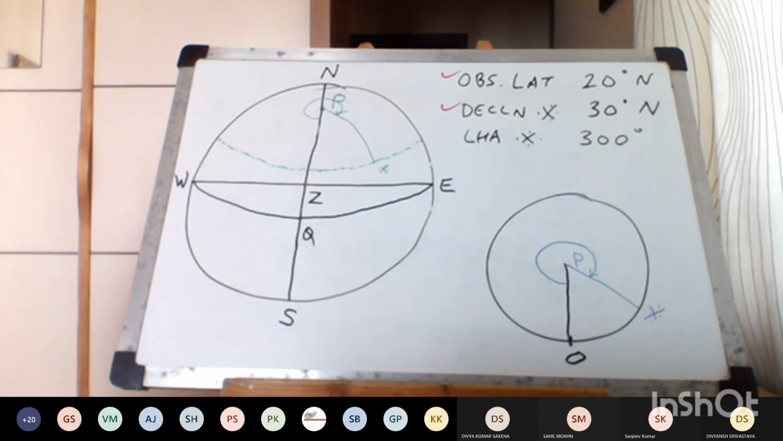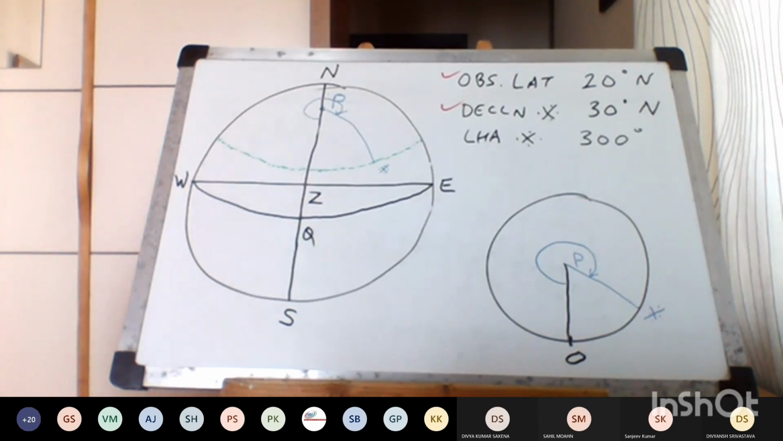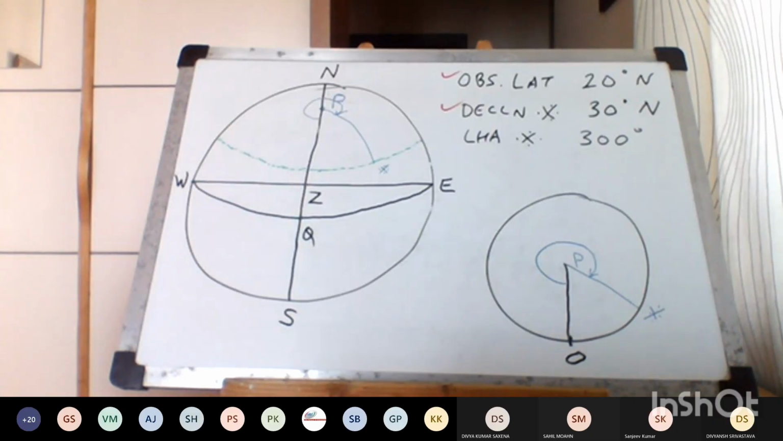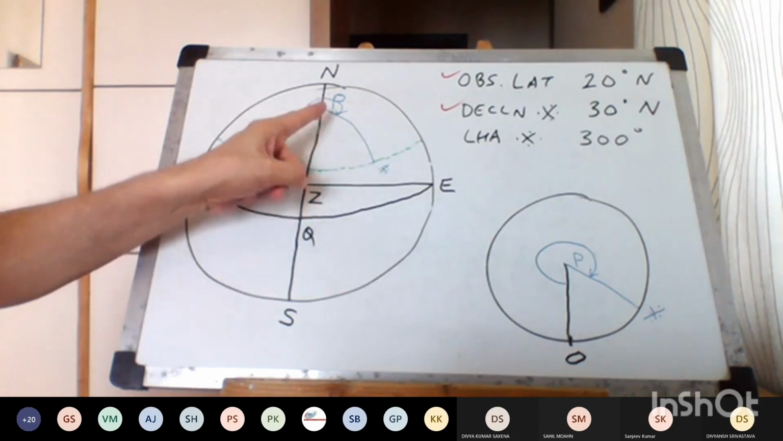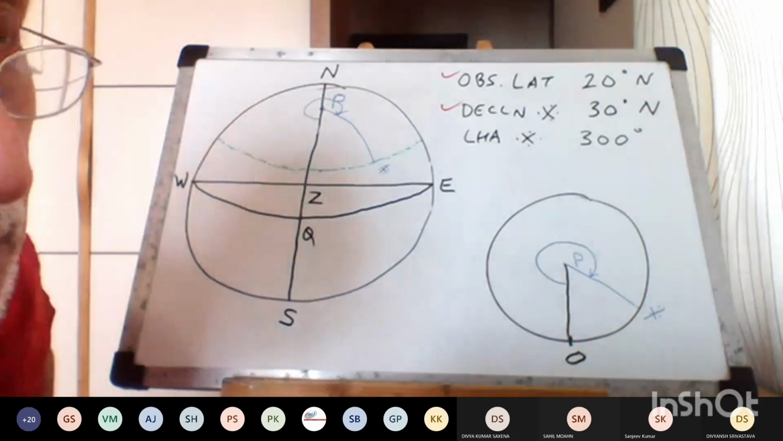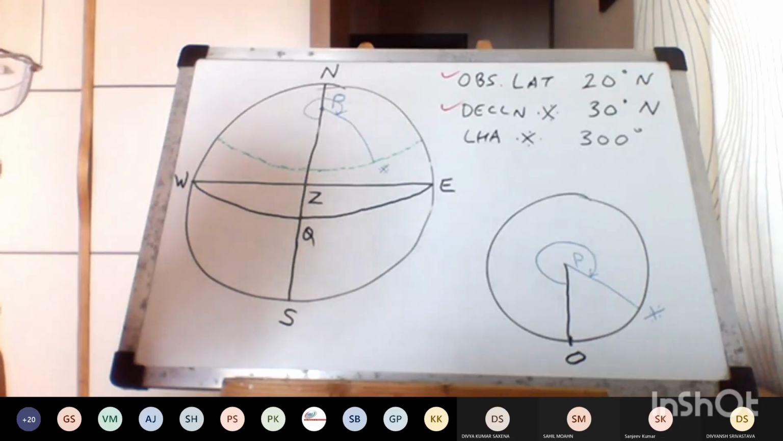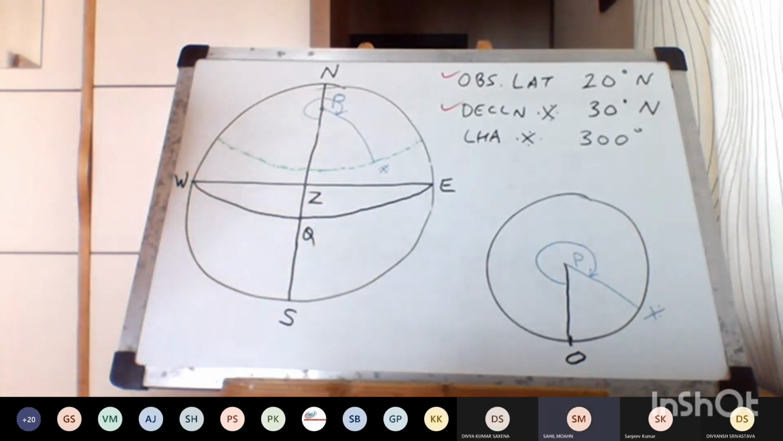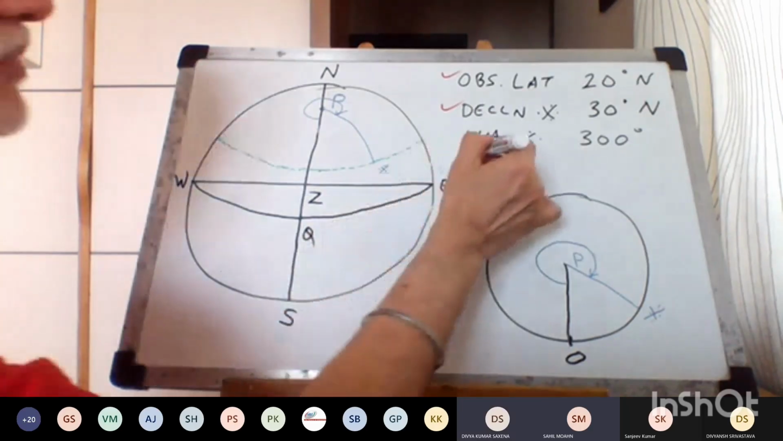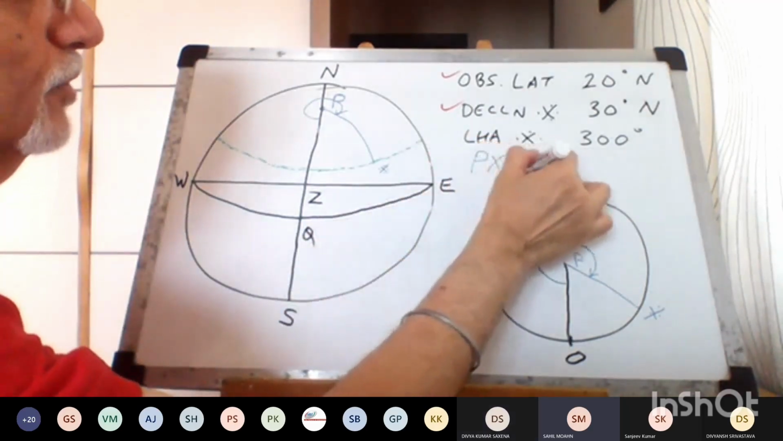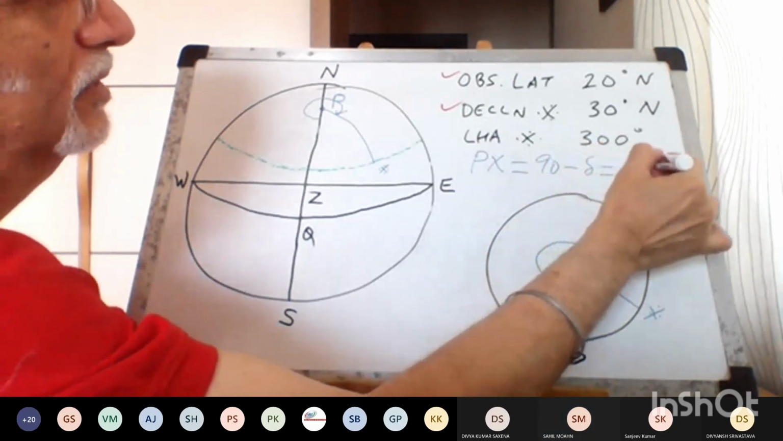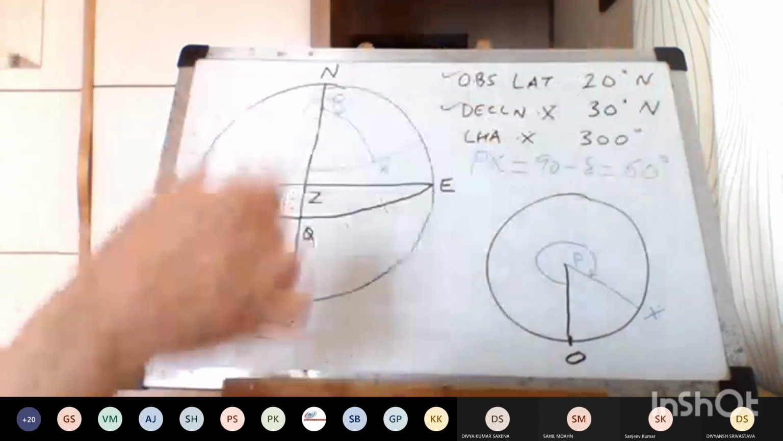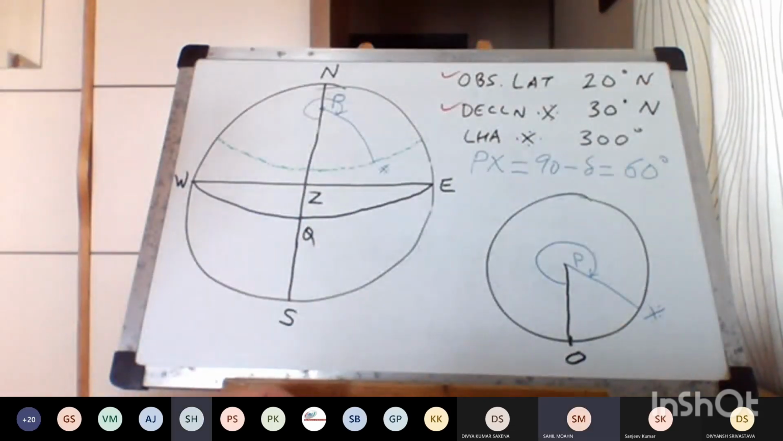So in the PZX triangle, we will try to complete the third part. From the LHA, I have got PX. Do I know the length of PX, or do I not know? Yes, sir. 90 minus declination. PX is equal to 90 minus declination, which is equal to 60 degrees. Correct? Very good.